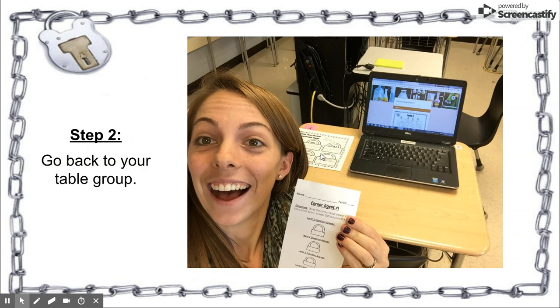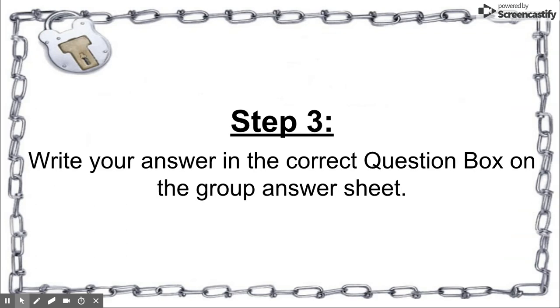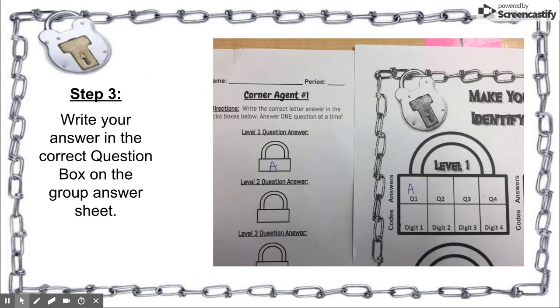We can see the code breaking sheet and the Google form on the laptop is open. And then once all 4 or 5 group members have returned to the area, you guys will take turns writing your answers in the correct question box on the group answer sheet. So here's what that looks like.